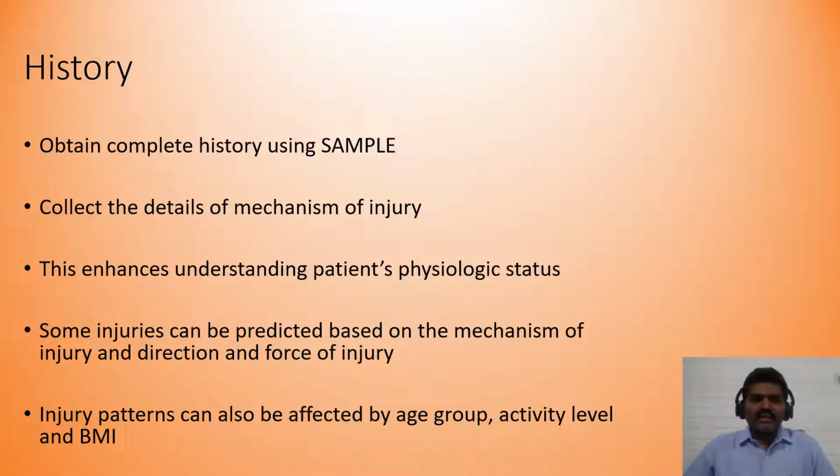So as I told earlier, you have to obtain a complete history using the SAMPLE or the AMPLE mnemonic, and collect the details of the mechanism of injury. This enhances understanding of the patient's physiologic status. Some injuries can be predicted based on the mechanism of the injury and the direction of force that is applied. Injury patterns can also be affected by age group, activity level, and most recently identified, body mass index also plays a part in the pattern of injuries that the patient will get when a major trauma happens.